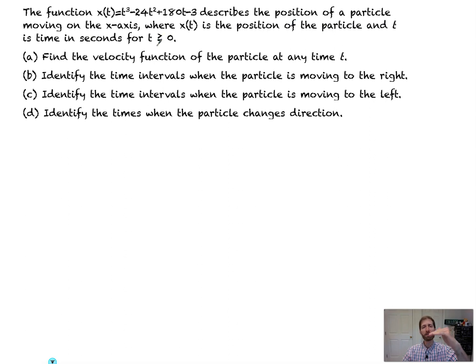So I always like to think before I start a problem like this, what level do I start at? I'm given position. So the derivative would give me the velocity, and the second derivative would give me acceleration.